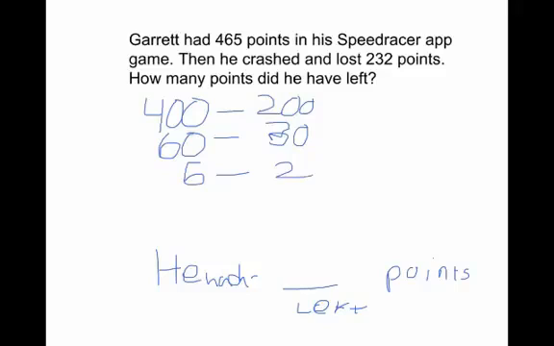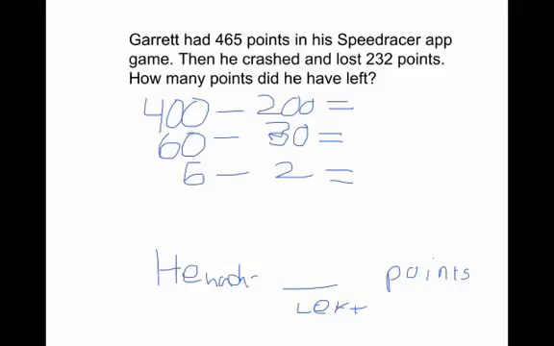232. So tell me how you know you're subtracting 232. Where do you see that? I see it in the question. It says, then he crashed and lost. And I like to start on the ones because if you have to regroup, it's easy.